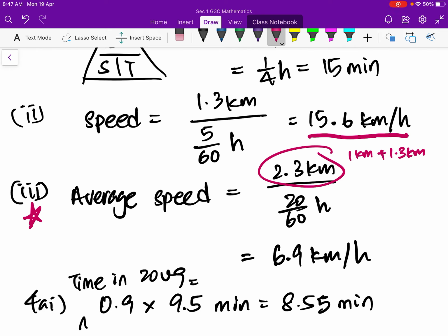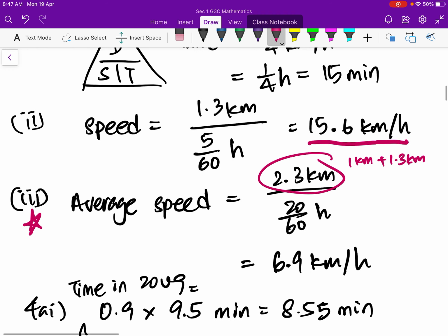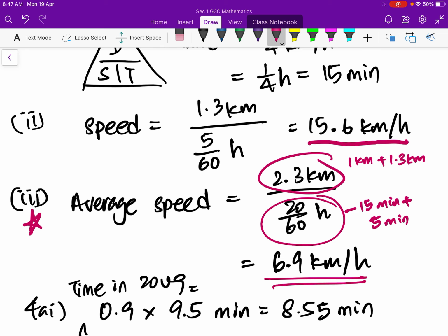Okay, then our total time. In the first part, it was 15 minutes. Then we had another 5 minutes. So 20 minutes out of 60 minutes. There's no rest time. Okay, so this is our 15 minutes plus 5 minutes, and we get an average speed of 6.9 kilometers per hour.